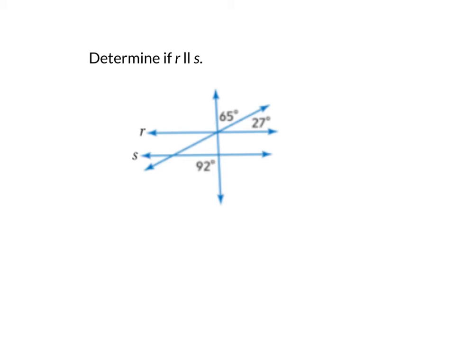For this example, again, we're looking to see if R is parallel to S, and we see that these two angles together are alternate exterior angles with the 92 degrees. So if 65 and 27 add to 92, then we will have congruent alternate exterior angles, and the lines will be parallel.